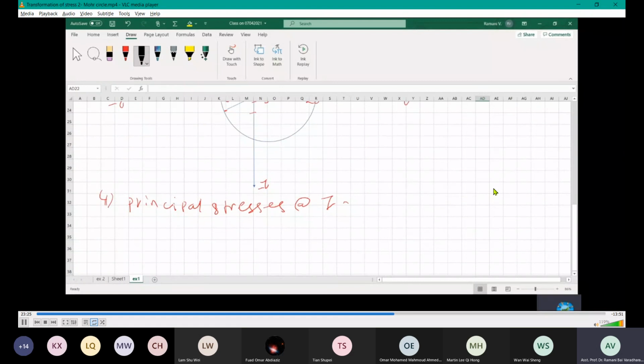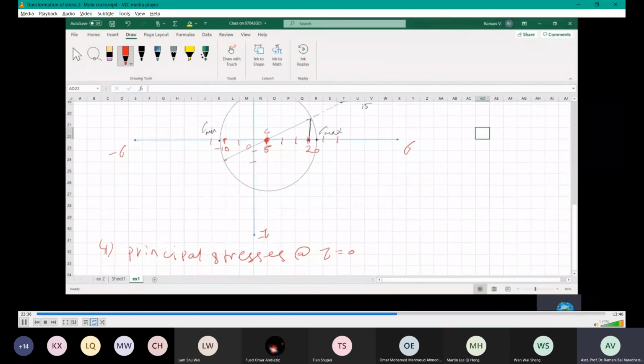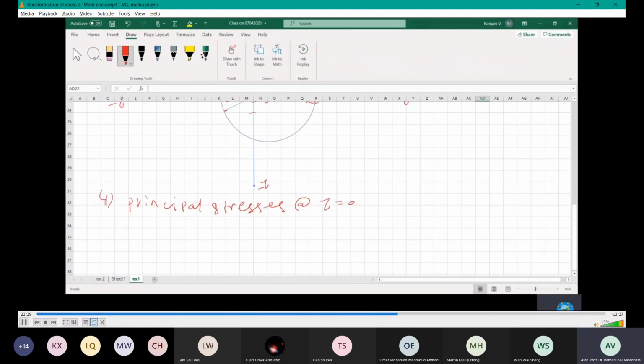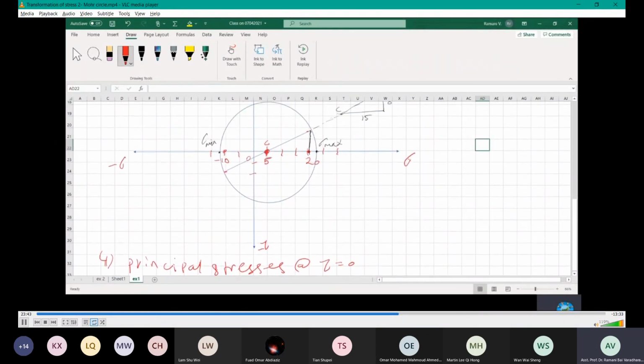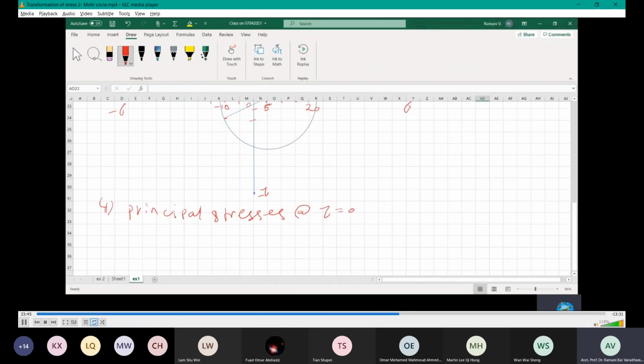To determine principal stresses, the value occurs where tau is equal to 0, or shear stress is 0. Principal stresses are the maxima and minima and the average, right? Because they are all lying on the x-axis.